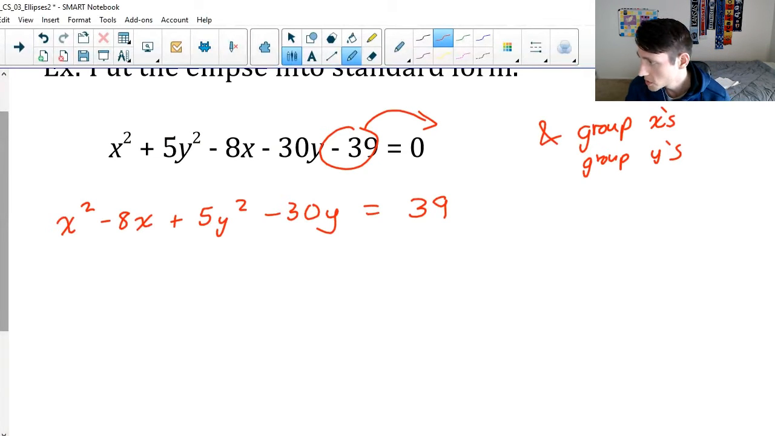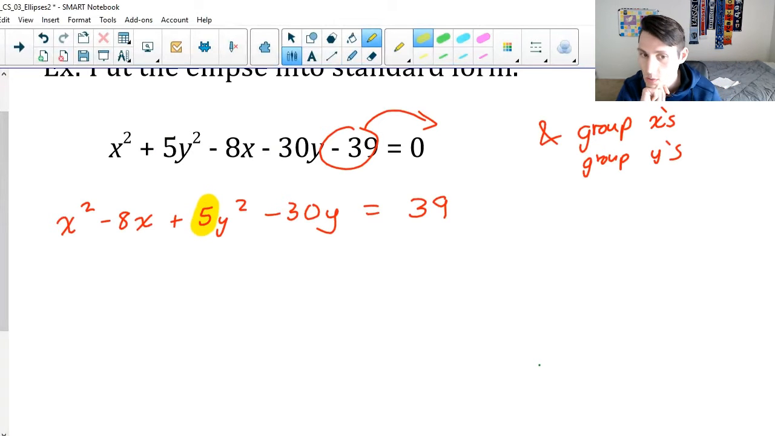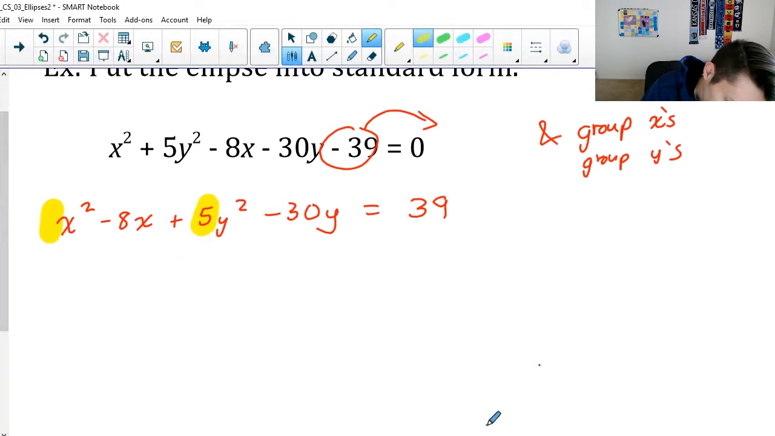Now, for circles, what we did at this part was we would just complete the square, but we don't want to complete the square yet, because the difference is the y squared has this coefficient of 5. Now, the x squared does not. X squared, the coefficient is just 1. But since there is a coefficient on the y squared, we need to factor that out. We need to factor out 5.